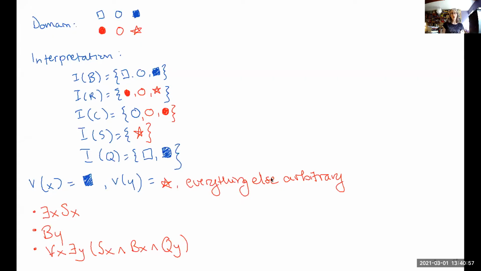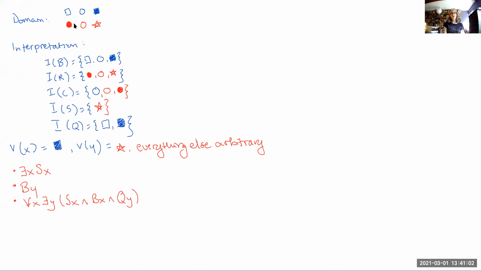So in order to do that, I've put up a little toy example on our whiteboard already. So we can take a look at our domain, which has these shapes. There's an empty blue square, an empty blue circle, a filled blue square, a filled red circle, an empty red circle, and a red star. And then we have an interpretation, which in this case uses mnemonic letters to pick out concepts that you can easily see why they work.